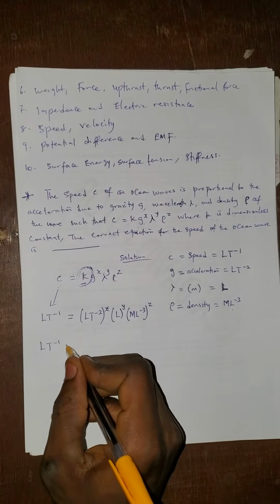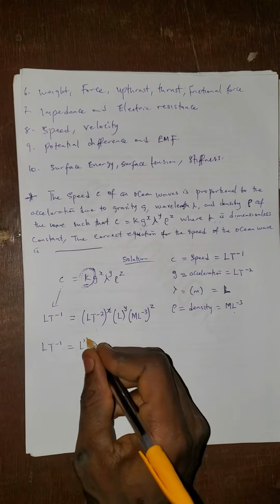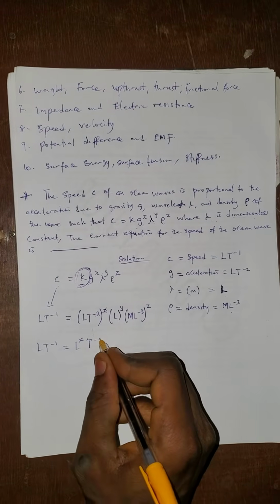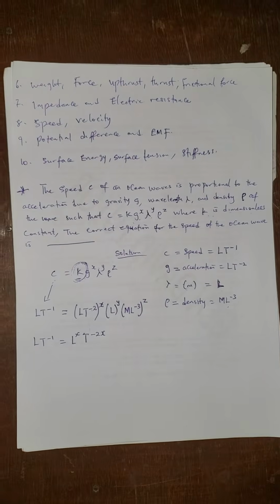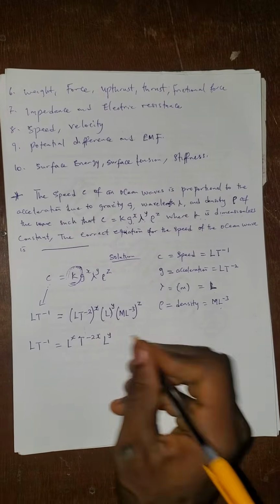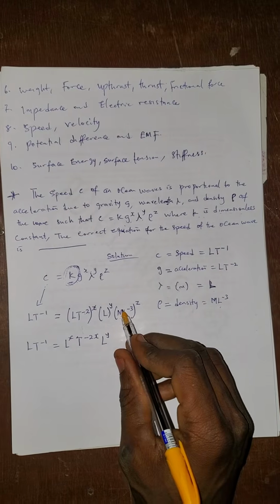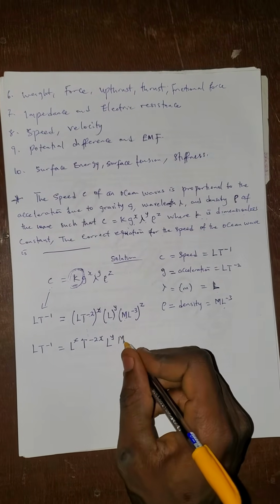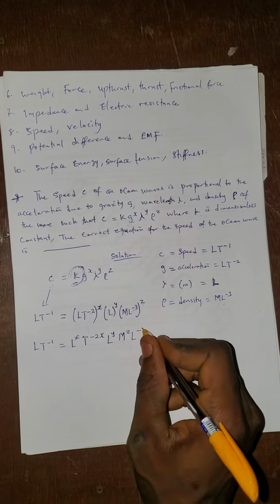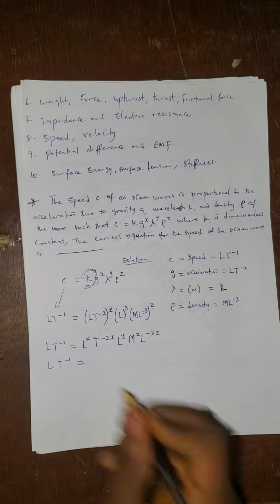We have LT raised power minus 1 to be. Use the power to open this bracket each. X times L here, we have it to be L raised power X. Then we have minus 2 times X here, so we have T raised power minus 2X. And at the same time, for this one, we open this power, it will be L raised power Y. And let's use this to open the power. The power of M here is 1, so 1 times Z, that's Z. So we have M raised power Z. The minus 3 times Z here will be minus 3Z. Now this becomes LT raised power minus 1, which is equals to.